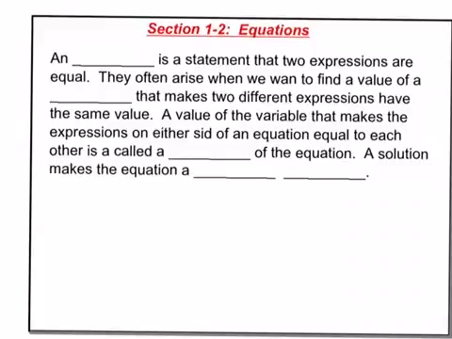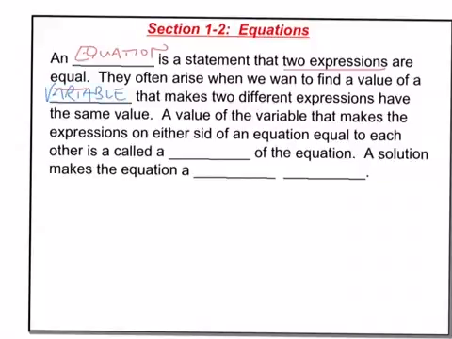So the first page we have, this is the first part of the section in the book, an equation, and we know that that's obviously going to be the key here, is a statement that two expressions are equal. So it's got to be two separate expressions, and they're going to be equal. They often arise when we want to find a value of a variable that makes two different expressions equal to one another. So finding the value of the variable is what we're trying to do.